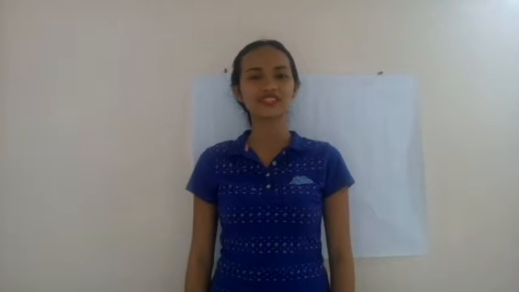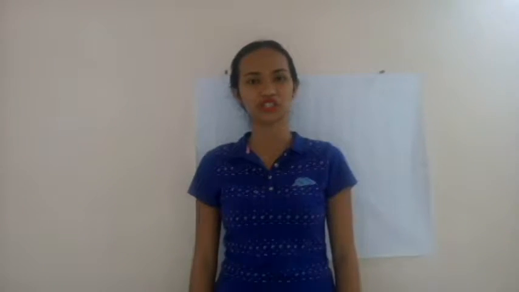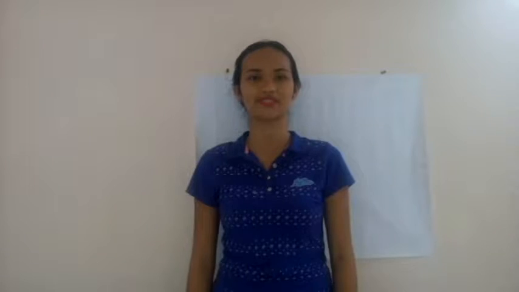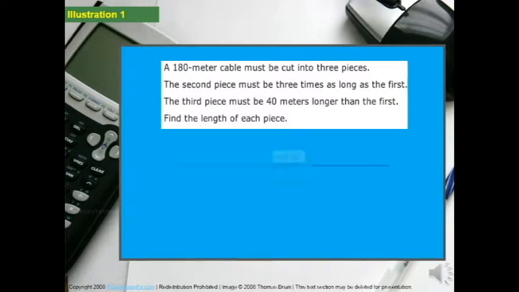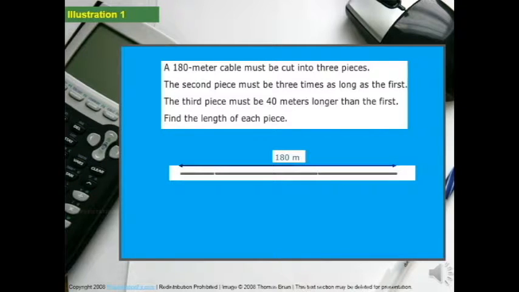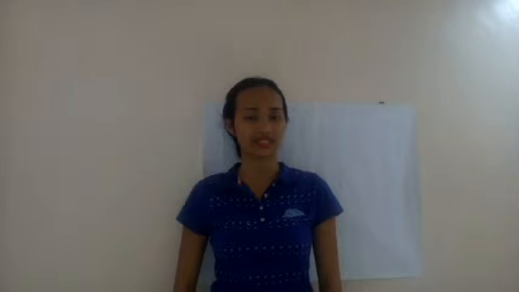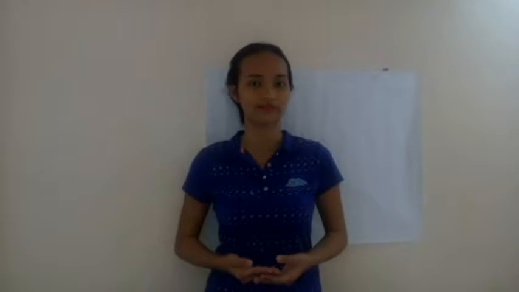And now, let's tackle deeper on the introduction of algebraic word problems. Let's have illustrations. A 180-meter cable must be cut into 3 pieces. The second piece must be 3 times as long as the first. The third piece must be 40 meters longer than the first. Find the length of each. In order to solve algebraic word problems, you must know what the problem is asking for, and how many unknowns are there in the problem.